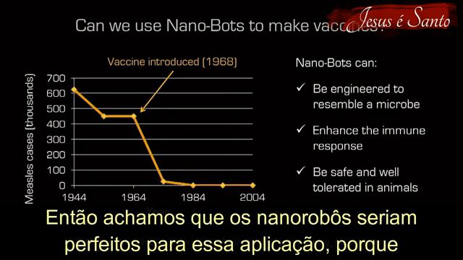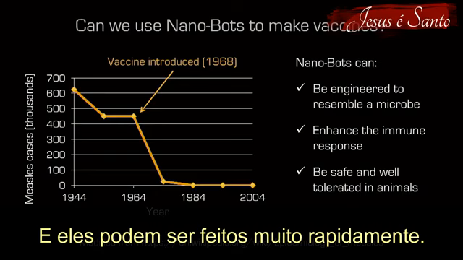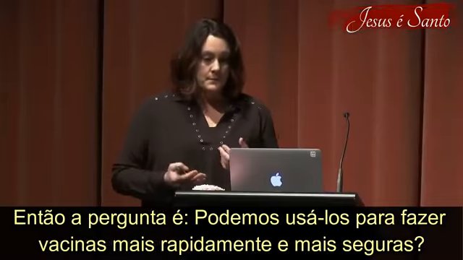So we think that the nanobots would be perfect for this application because we can make these synthetic components in a tube, and it can be done fairly quickly. So the question is, can we use these to make vaccines faster and safer?